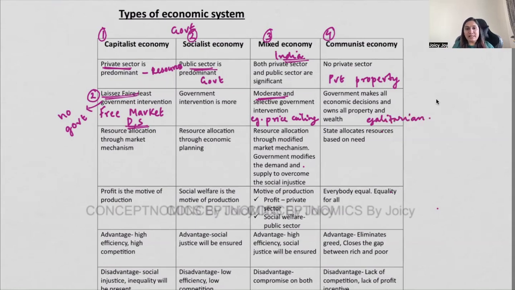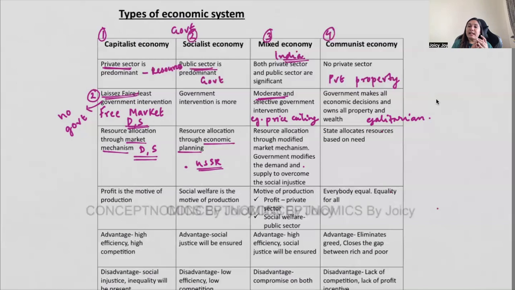Now coming to resource allocation. Resource allocation in a capitalistic economy is done by the market through the market mechanism, that is through demand and supply. But in the case of a socialist economy, resource allocation is done through economic planning. Like in the case of the erstwhile USSR, which had economic planning, and that's from where we have adopted our idea of economic planning.